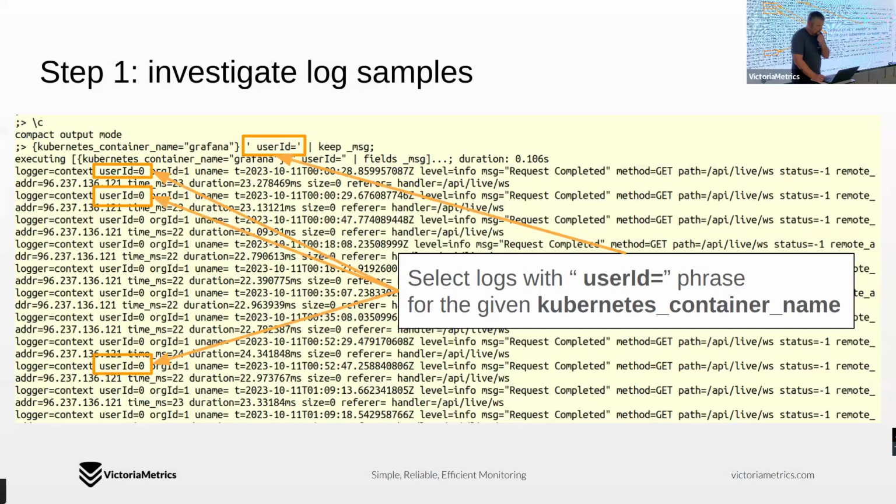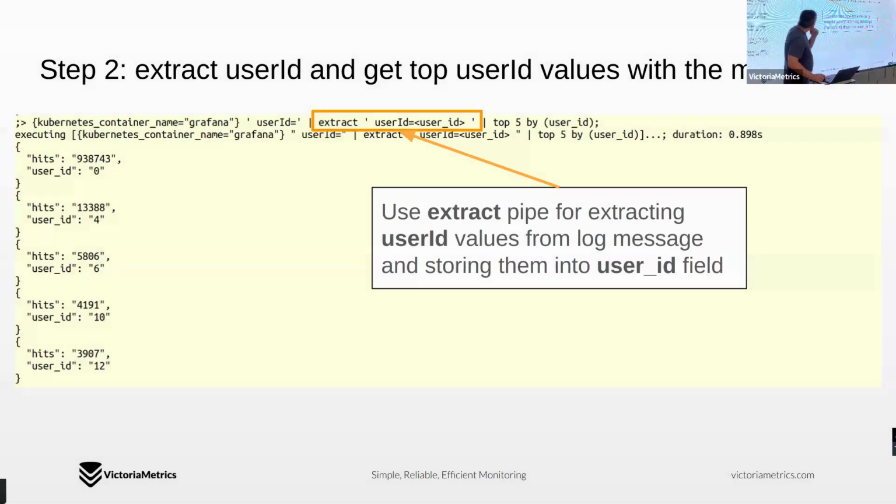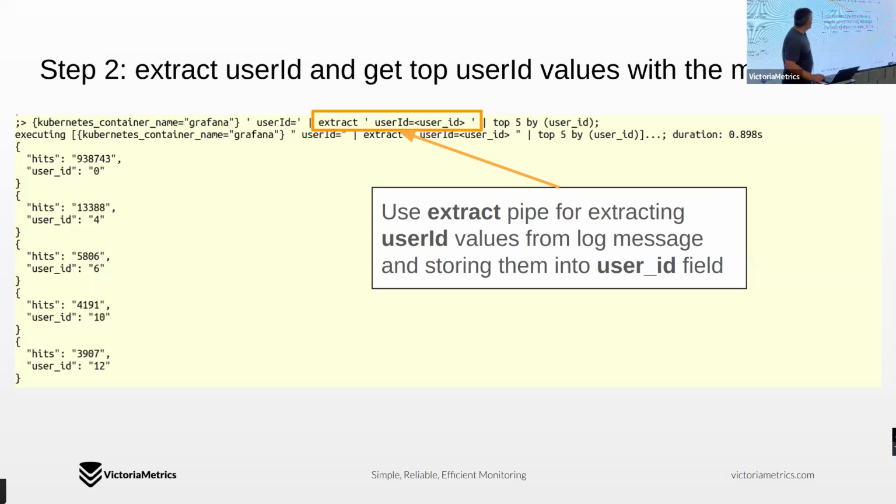How to calculate the stats for top users, the user IDs which generated the most logs? Let's execute this query. So what does this query do? We select all the logs for Grafana with this particular string, and then extract the user ID from this string into the user ID field. And after that, we calculate the top 5 user ID values. You can see that the most popular user ID is 0, and the next are 4, 6, 10, 12.